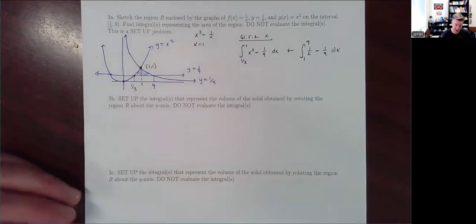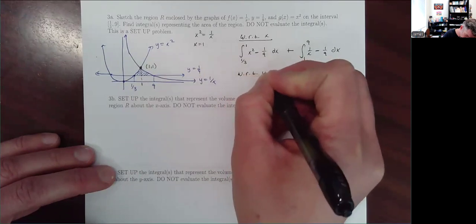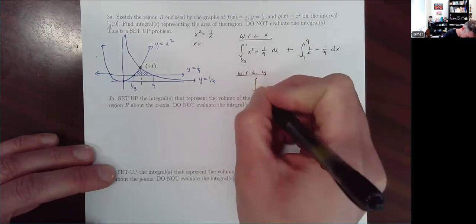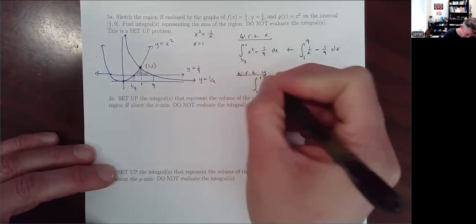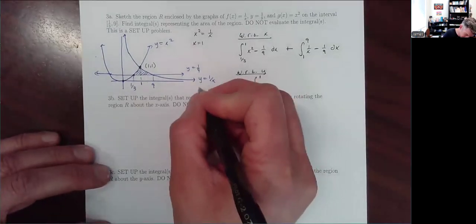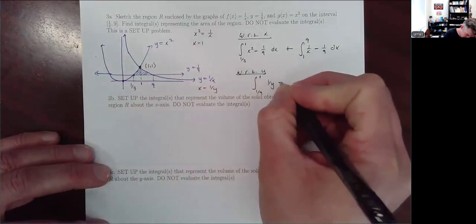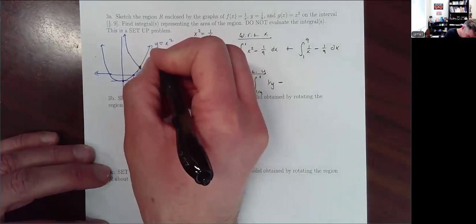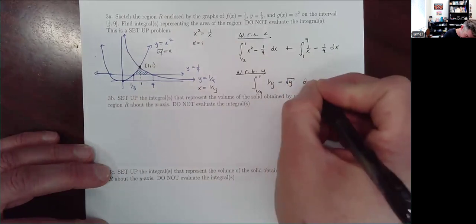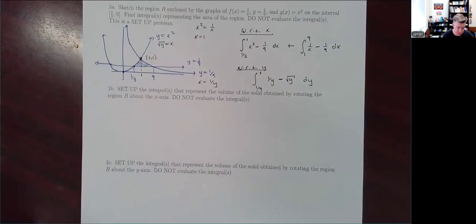Or you could do this area with respect to y. You could say, I'm going to do the integral from a low of y equal to 1/9 to a high of y equal to 1, and then it's going to be the right function minus the left function. If y equals 1 over x, then if you solve for x, you get x equal to 1 over y, minus, if y equals x squared, you get the square root of y equal to x, dy. That would be an alternative way of writing the area. Either one of these would be acceptable.